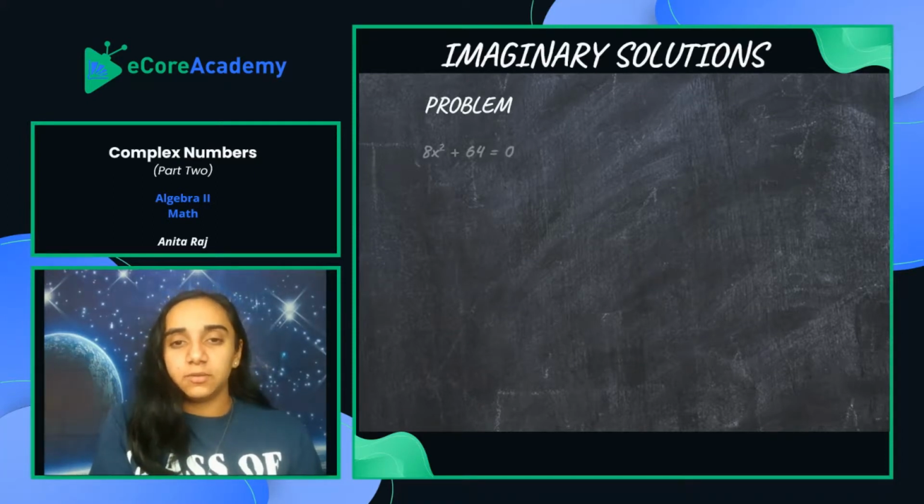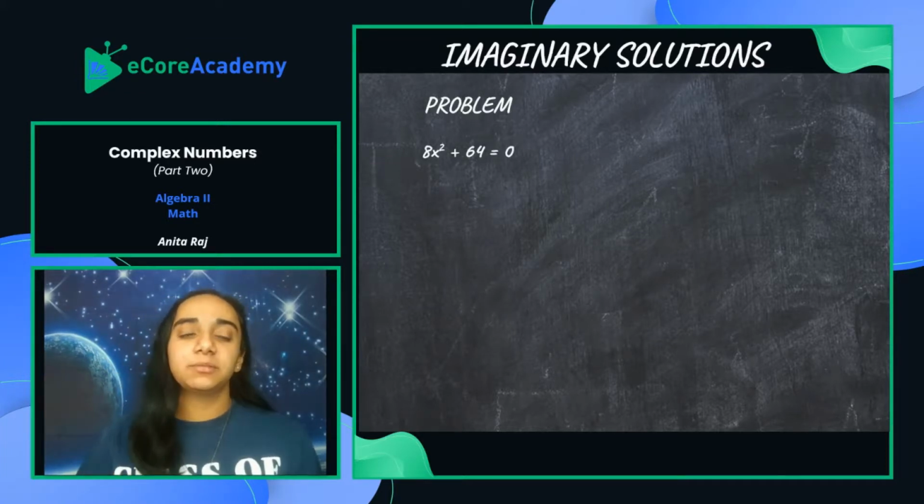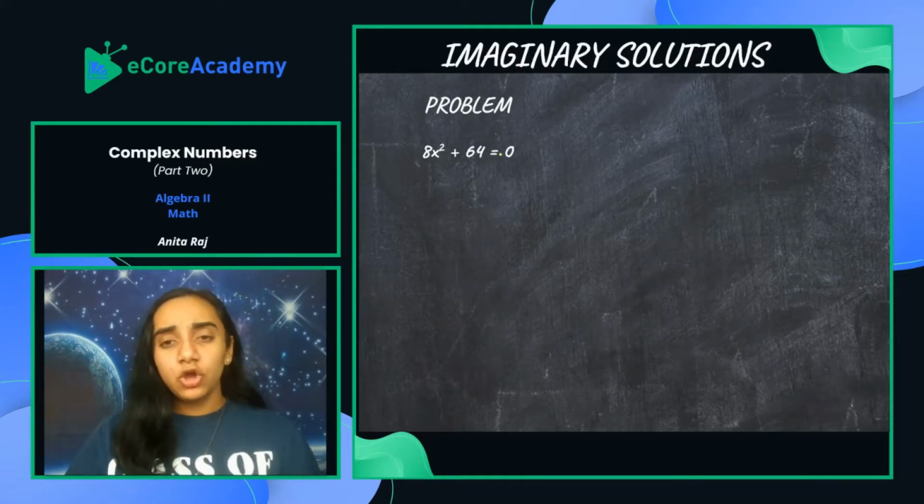So I think this is very important. So here's our next problem. It looks a lot shorter, and it is going to be a bit shorter than the last problem. Again, just like the last problem, we set this equal to 0. So we set this equal to 0 because we're solving for x.